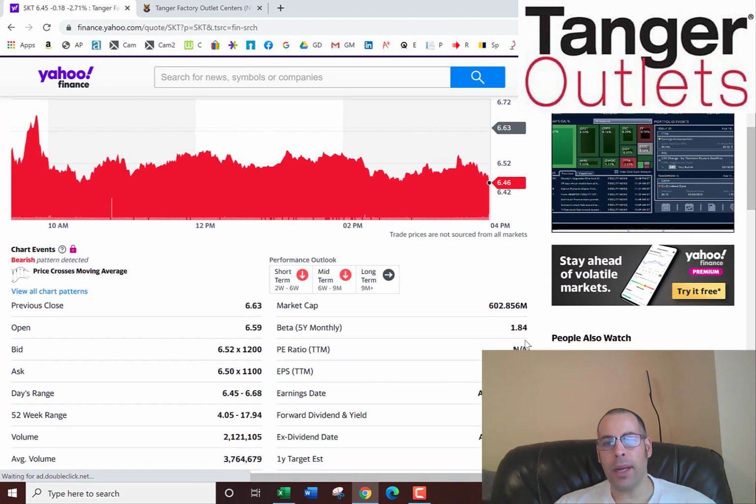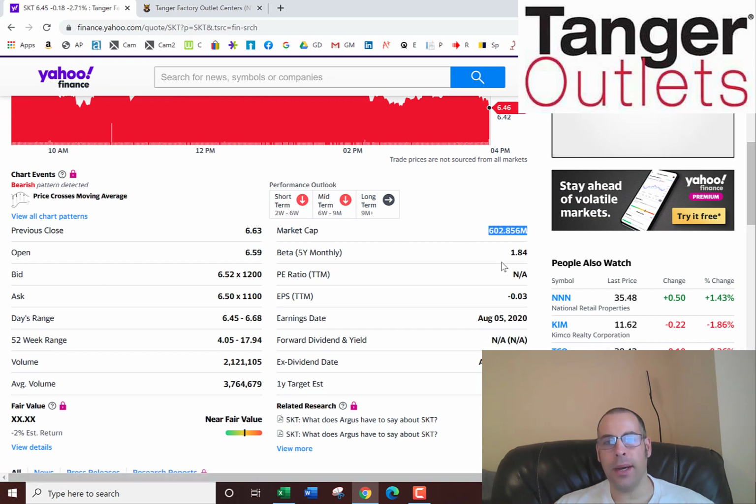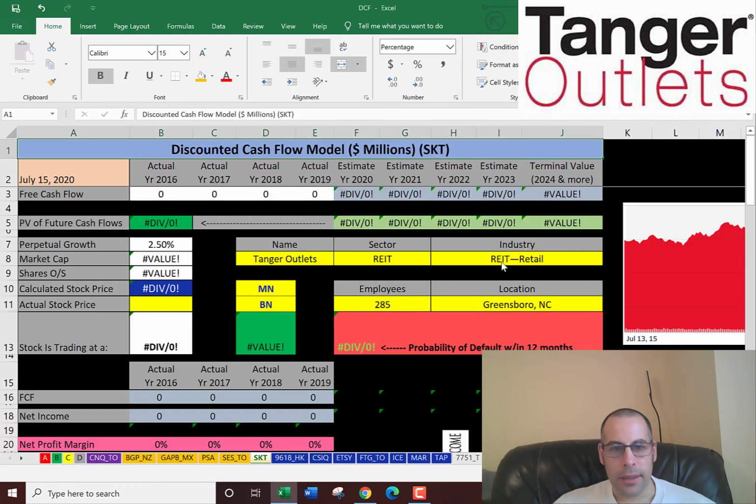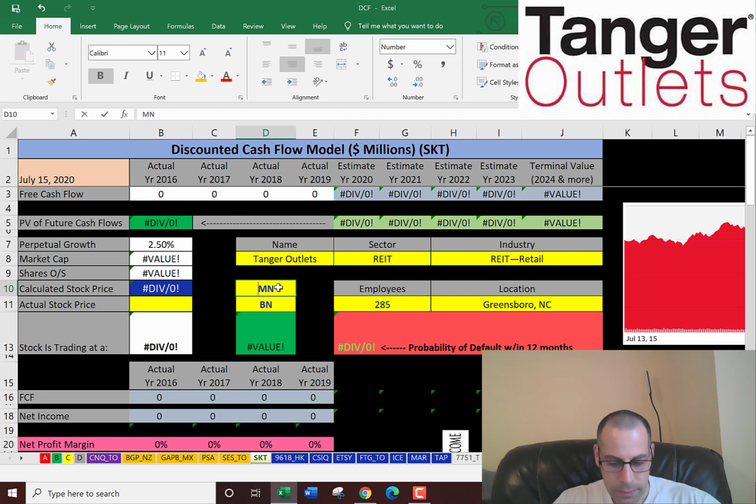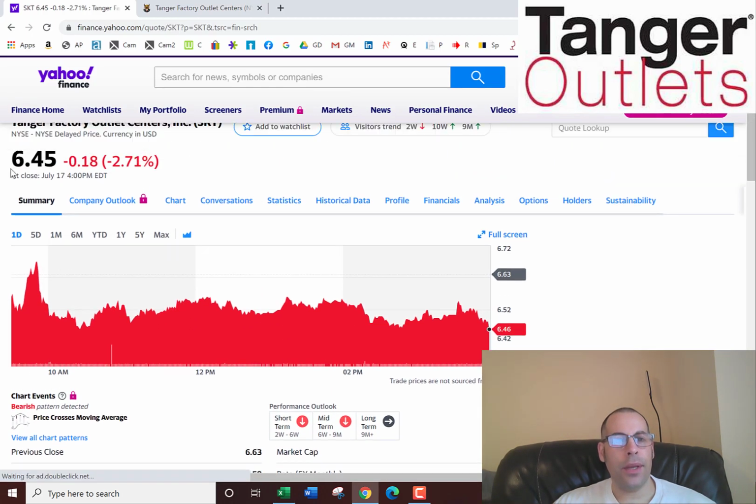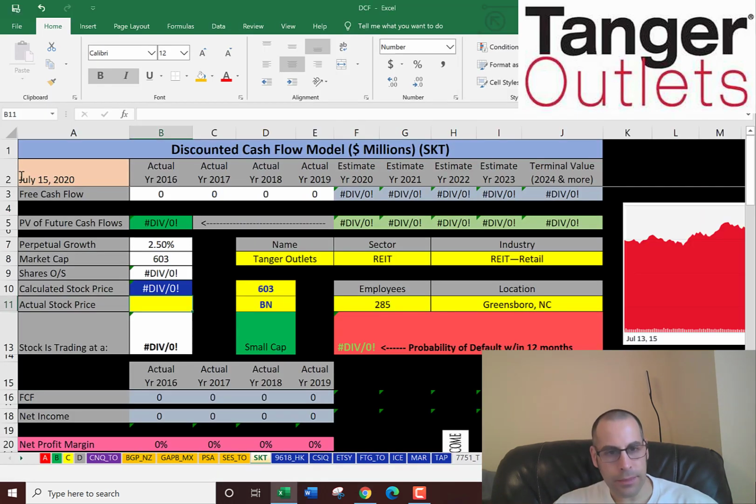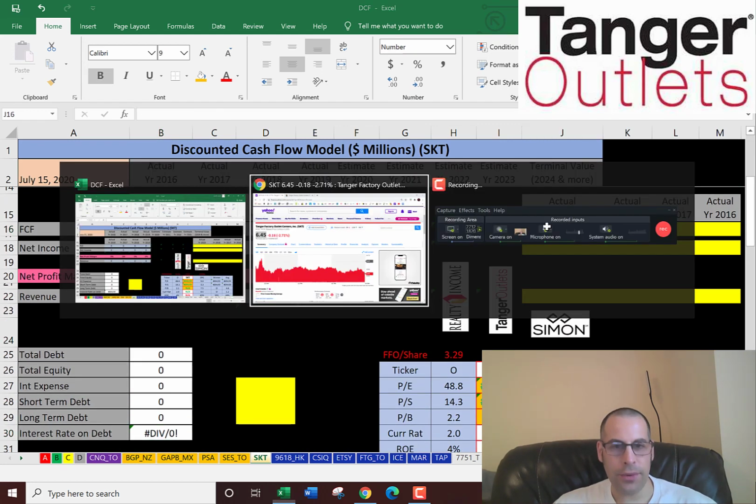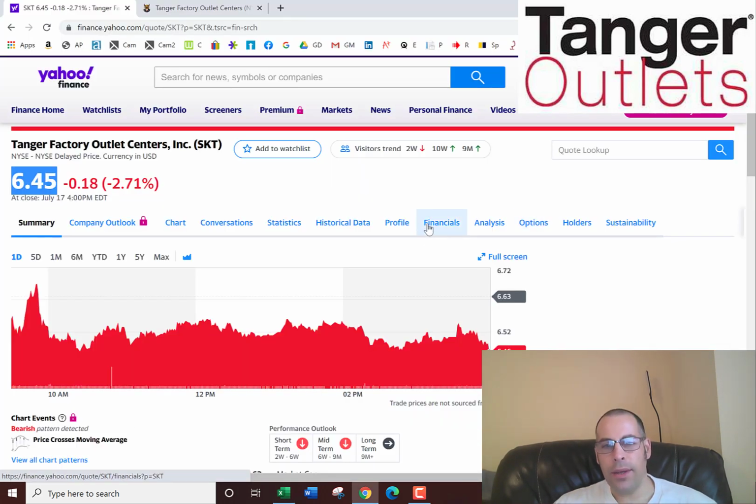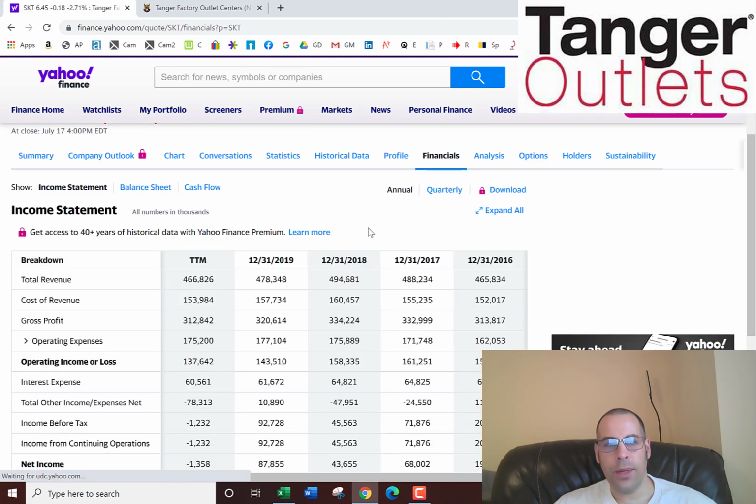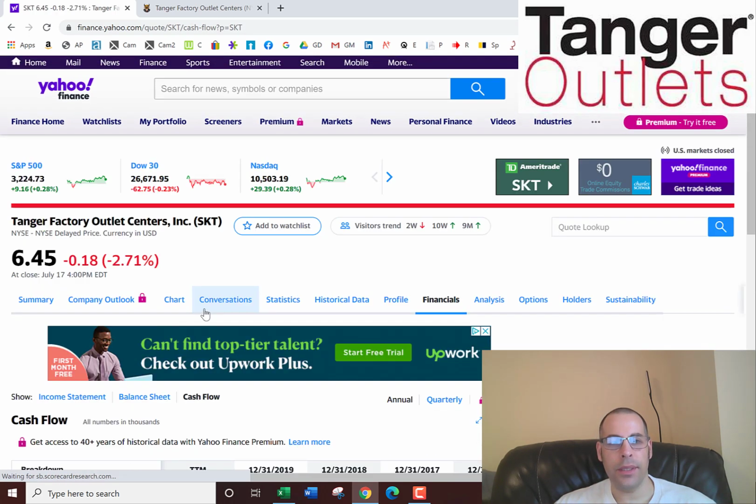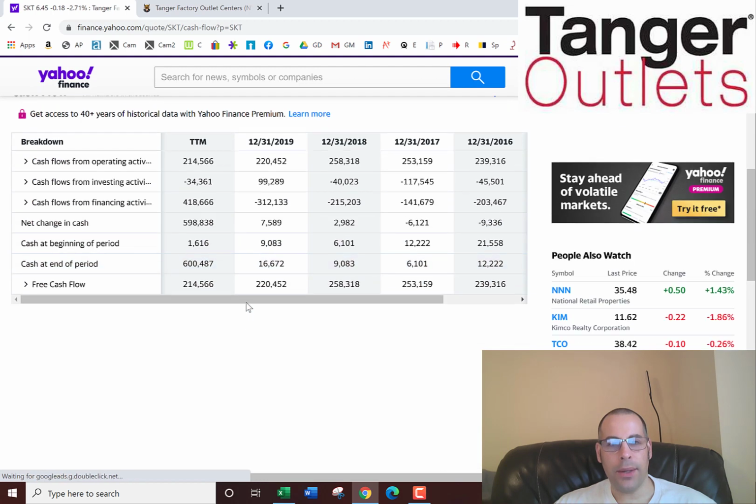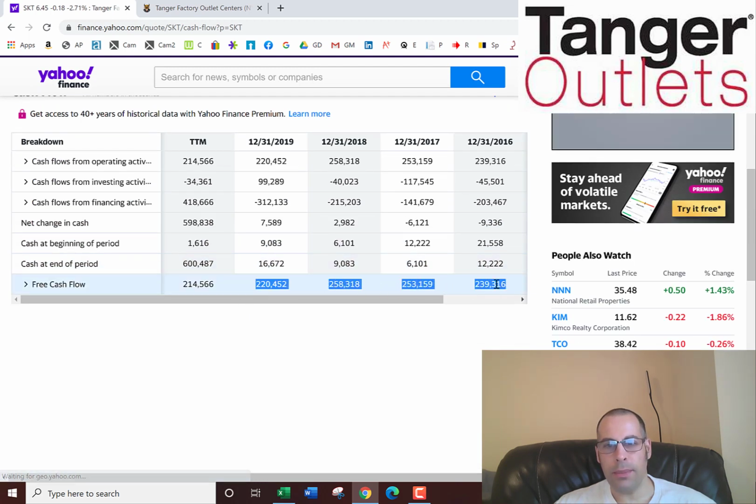This company has a market cap of $602.9 million. It's kind of a small company. And then they're trading at $6.45. So that's one share of stock is $6.45. Now we need the free cash flows. And the way you value a company is you estimate the future free cash flows, then you discount that number back to today's value. And that's what I'm doing in the video.